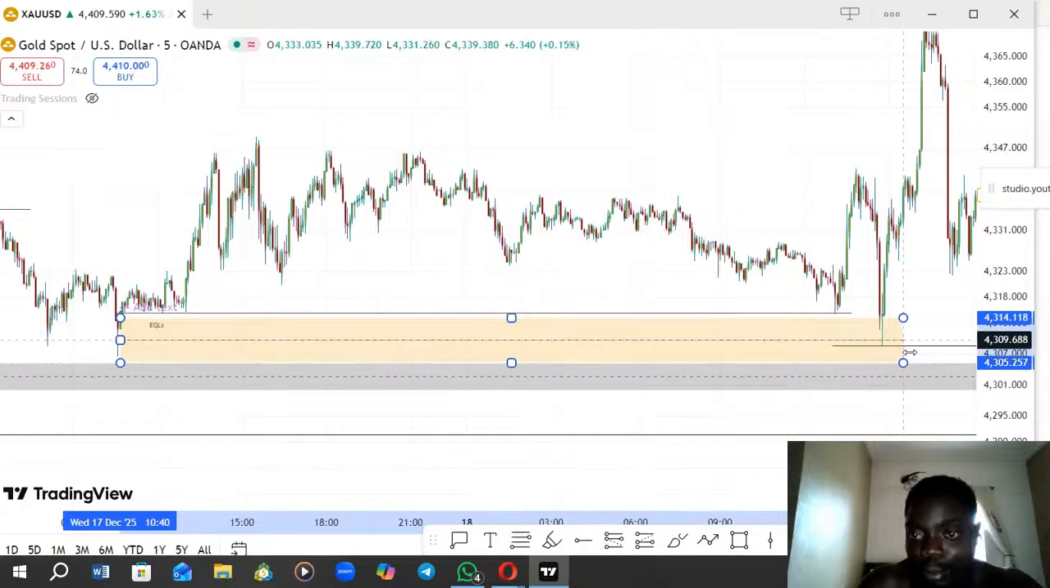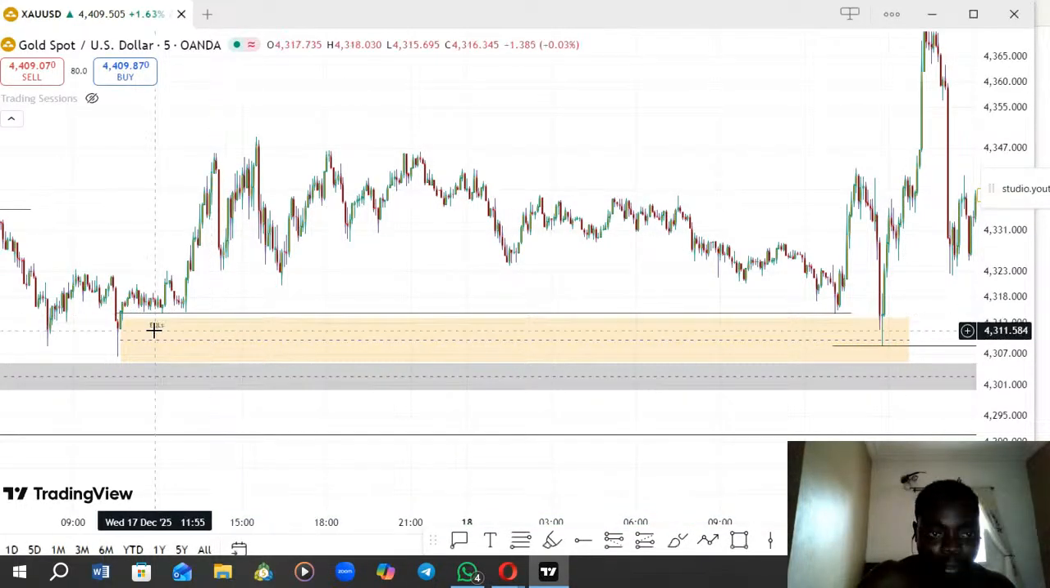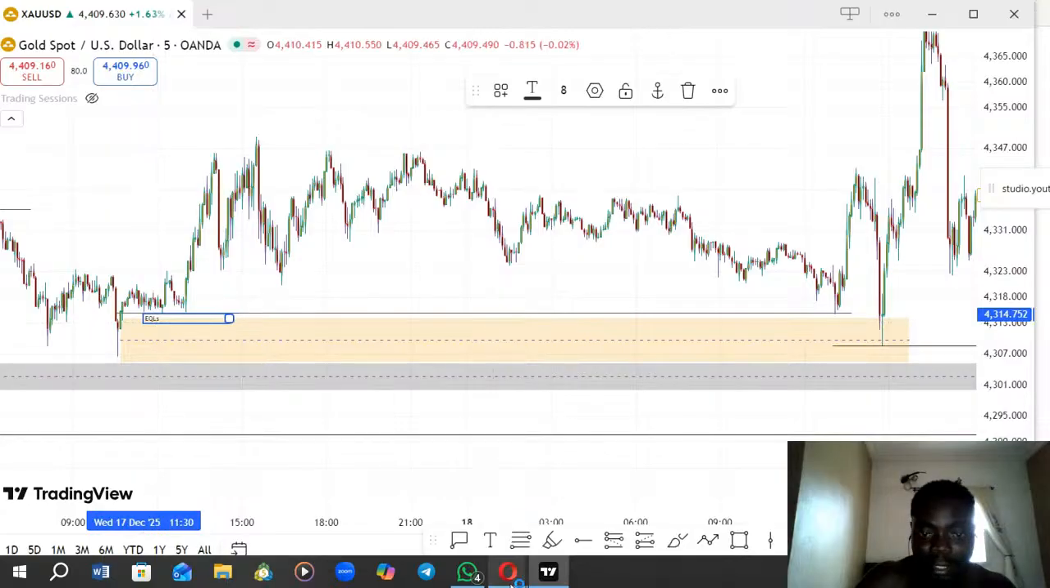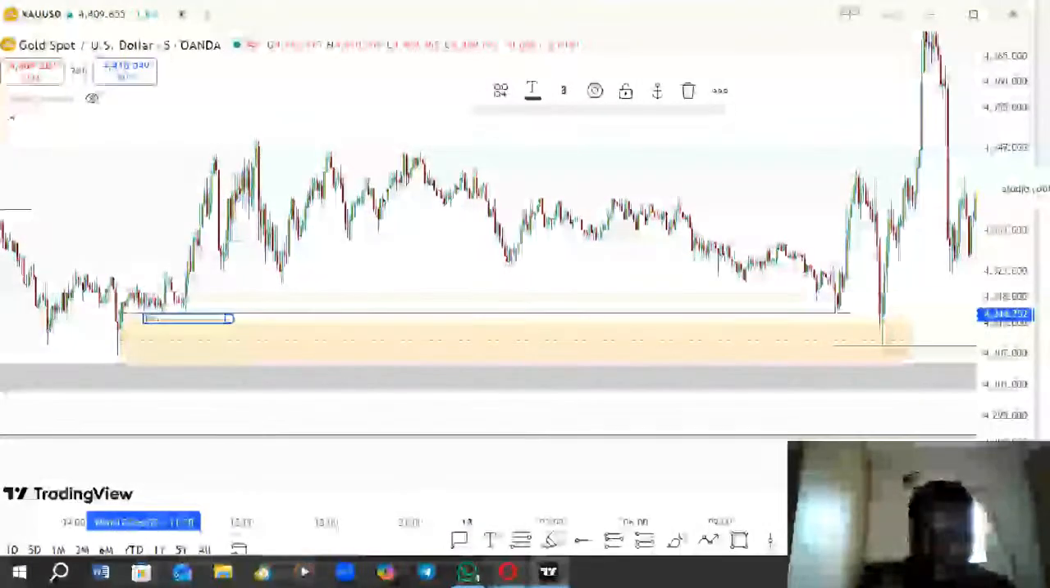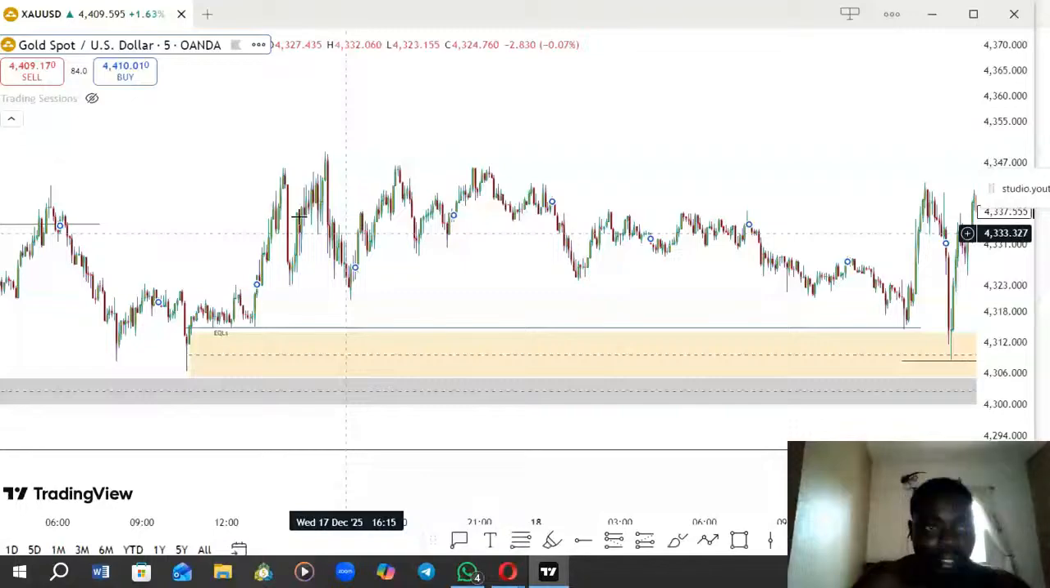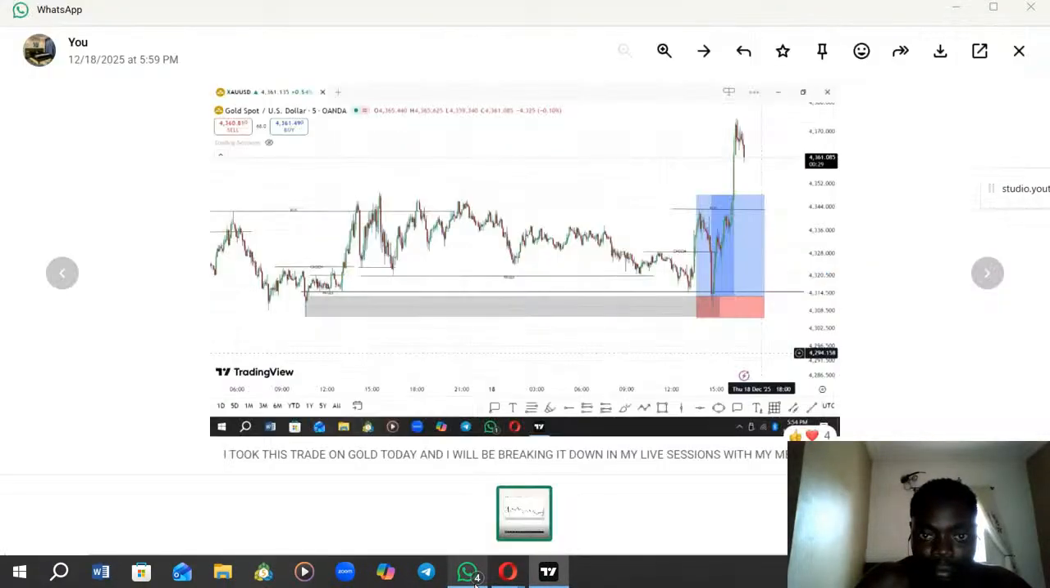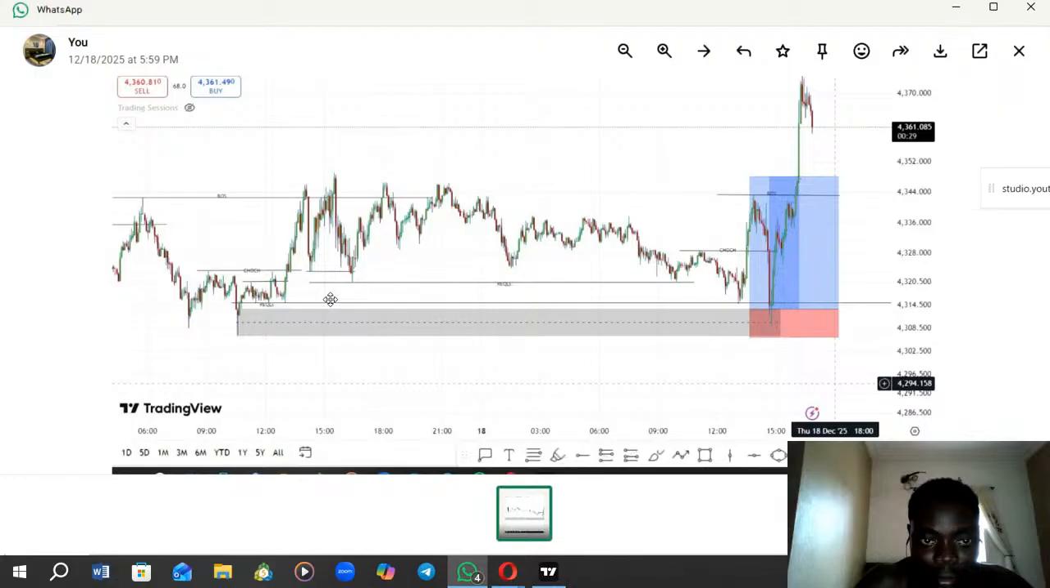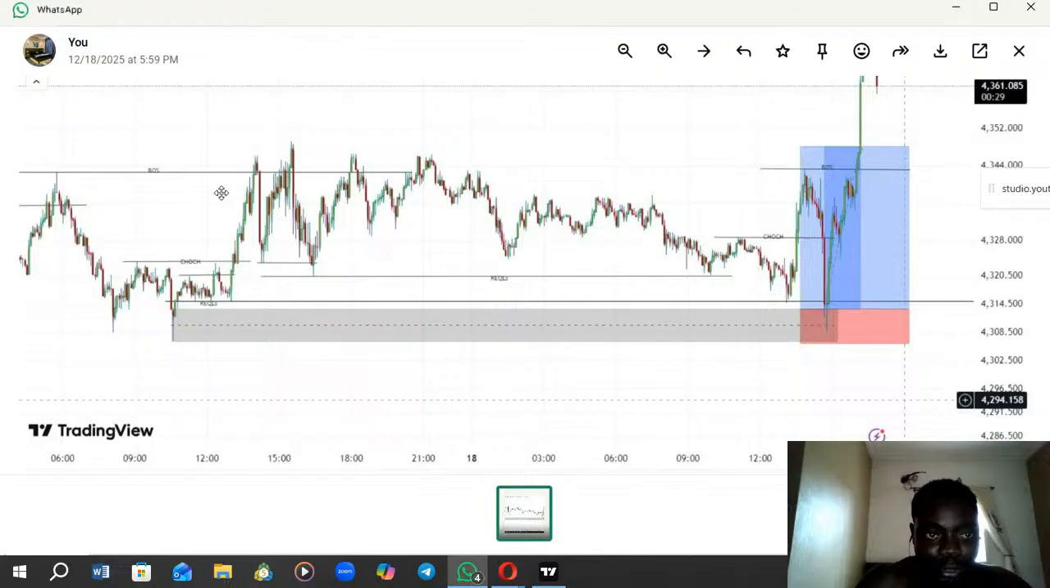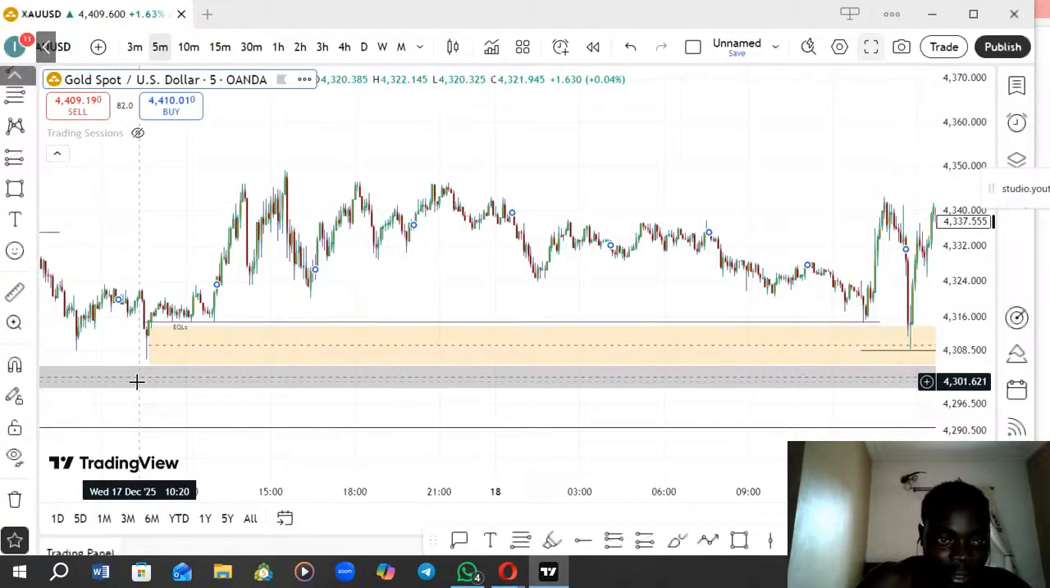Because we have equal lows here, down here, you can see it. That is what you are seeing there. It is the equal low that you are seeing that I marked out. After the break of structure, you can see price played around. I marked this equal low and put out my area of interest or my demand level. That is what you are seeing here, this area here.